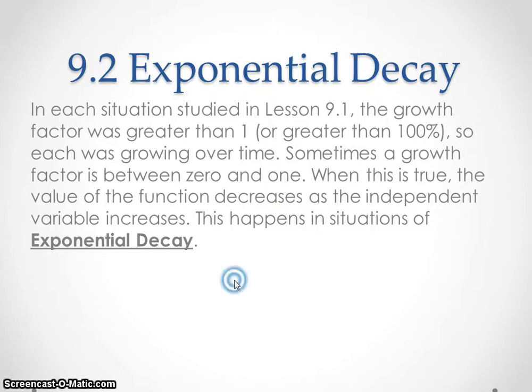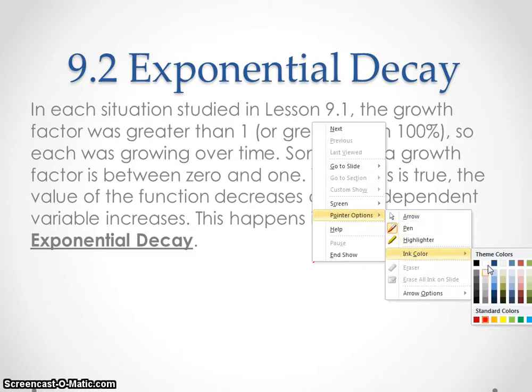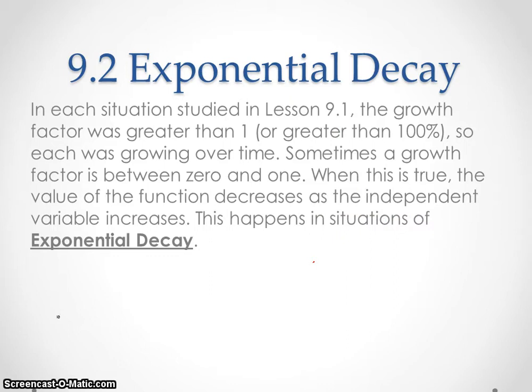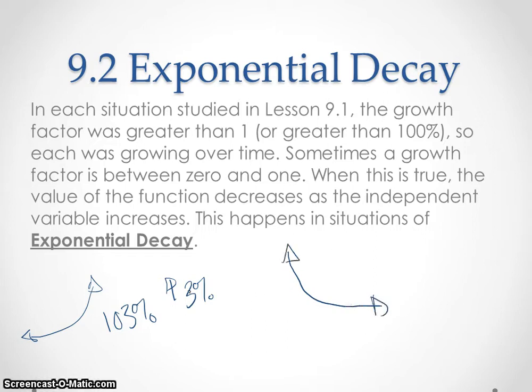So instead of having graphs, every time we graphed something in the last unit for exponential growth, it grew and it went up, and we had a growth rate of, let's say, 103%. So it was going up by 3% for each unit we went over. In exponential decay situations, we have quite the opposite happening. Our graphs are going to be backwards, and instead of growing by 3%, we're decreasing by 3%.